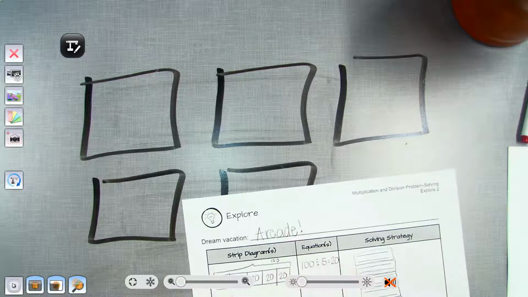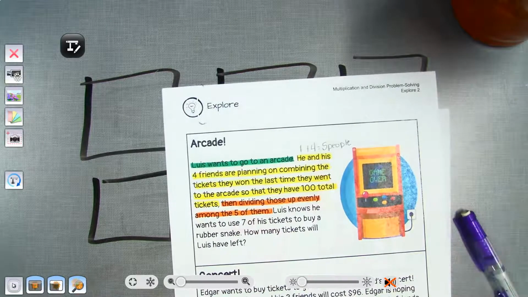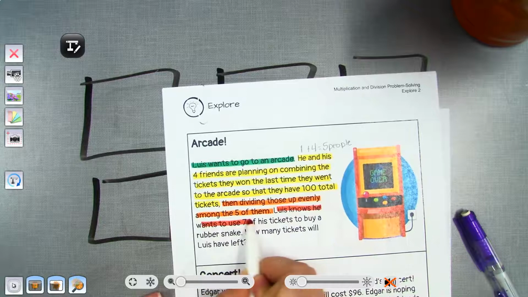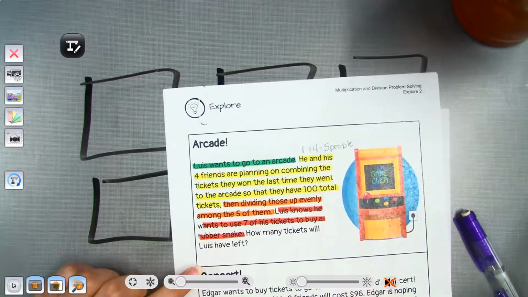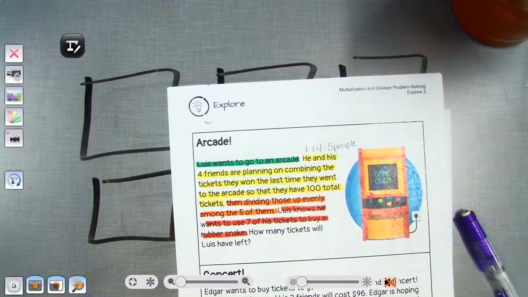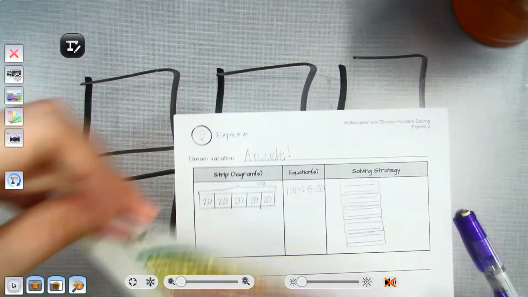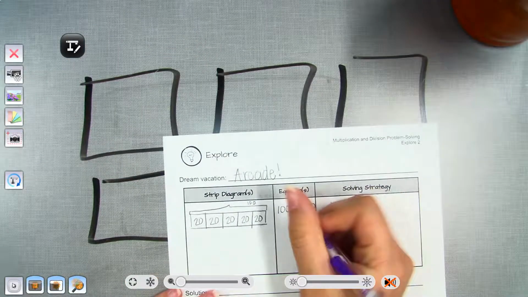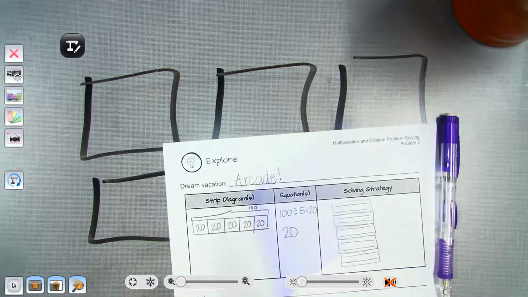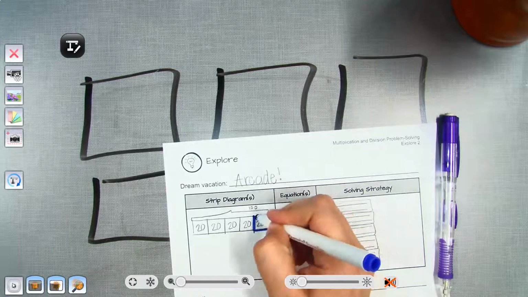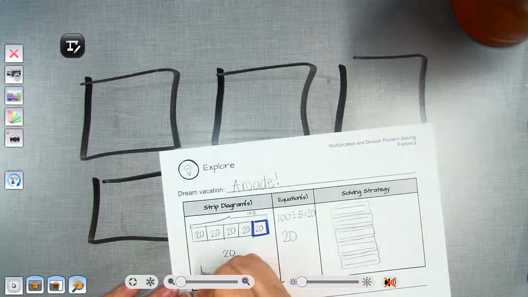Okay, so now what's going to happen is Luis knows he wants to use 7 of his tickets to buy a rubber snake. How many tickets will Luis have left? So we are just wanting to know about Luis. So we know that all the kids got 20 tickets. So Luis has 20 tickets. Okay, so let's just say that right here, these are Luis's tickets. Right here, that 20.